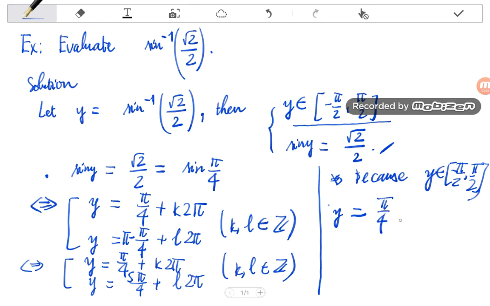So we have pi over 4 is the value of the inverse function of sine at the square root of 2 over 2. Next, we will consider another example.